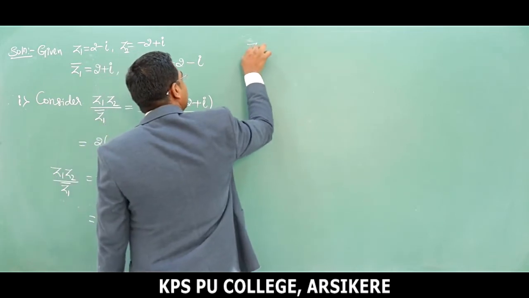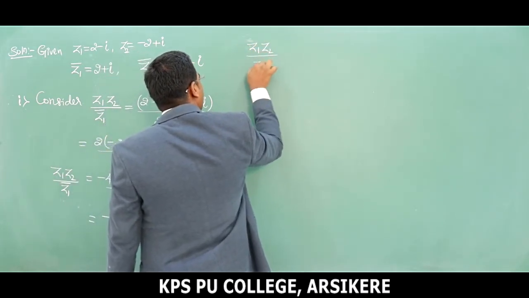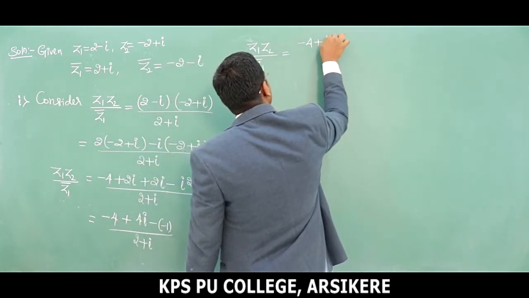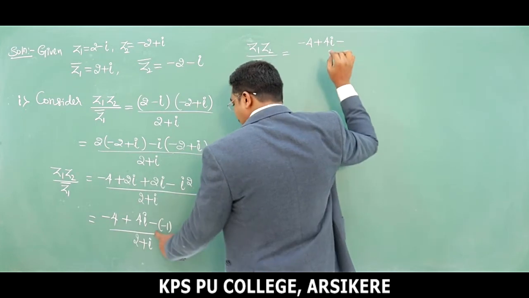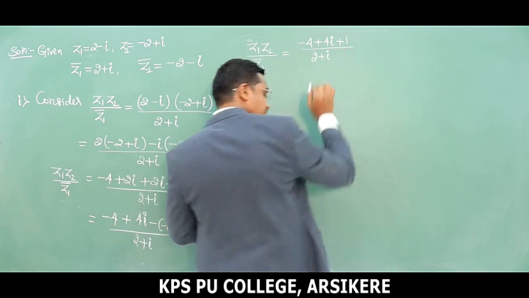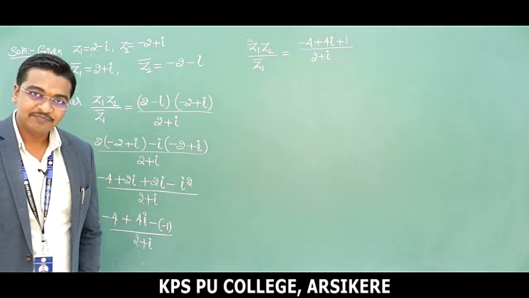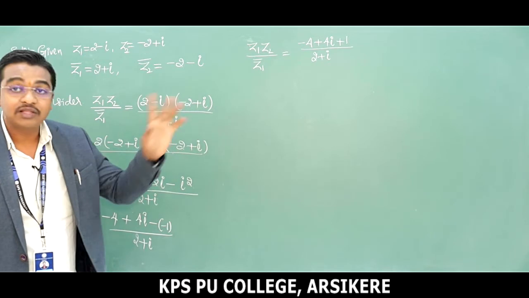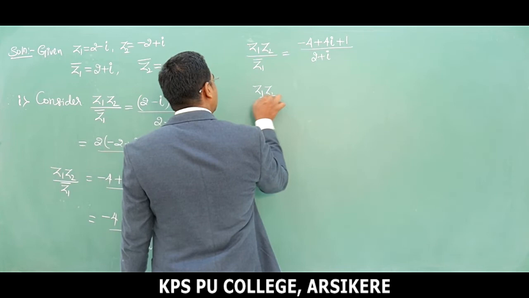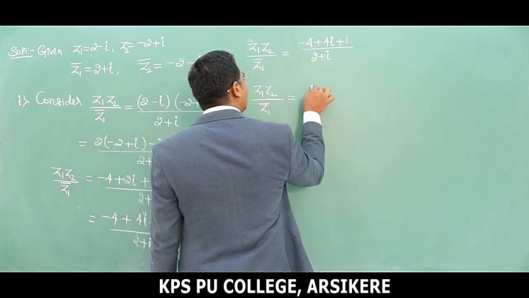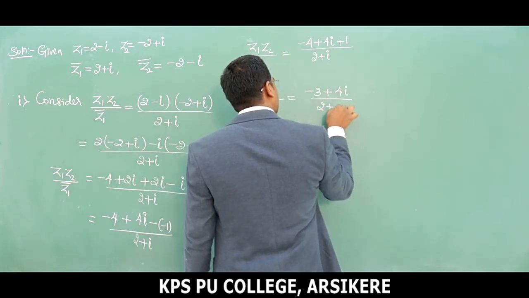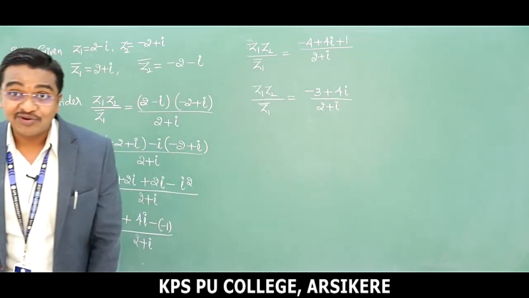Next simplification, look. z1 into z2 whole divided by z1 bar is equal to minus 4, write as it is, minus 4 plus 4I. Minus into minus becomes plus 1, divided by 2 plus I. Next, look, there are real numbers, minus 4 and plus 1. The sum of these two becomes minus 3. So z1 into z2 whole divided by z1 bar is equal to minus 3 plus 4I whole divided by 2 plus I. The denominator is a complex number.